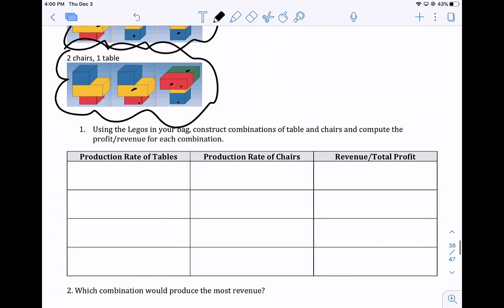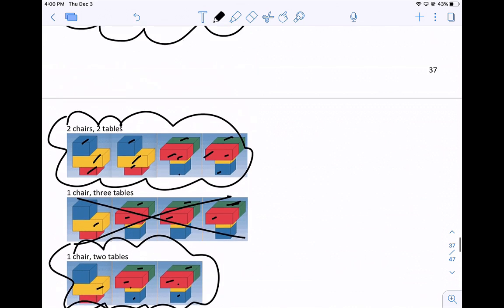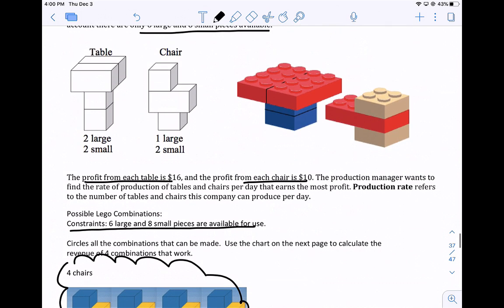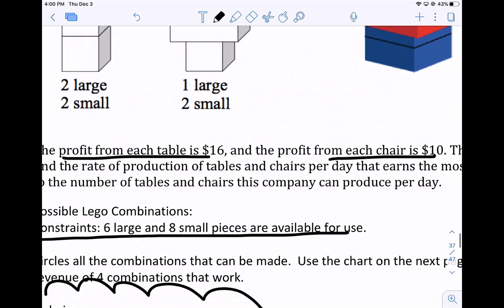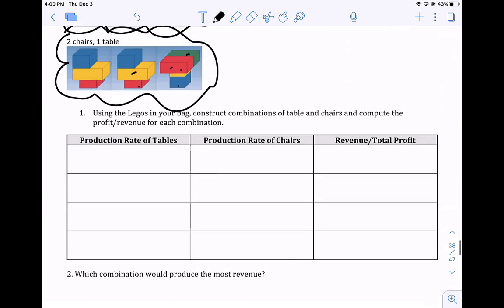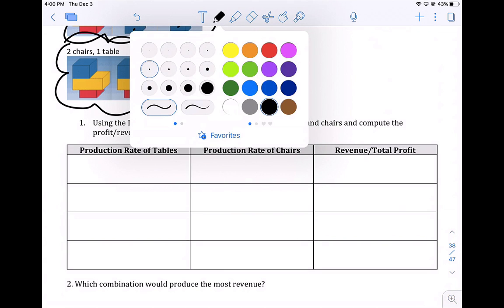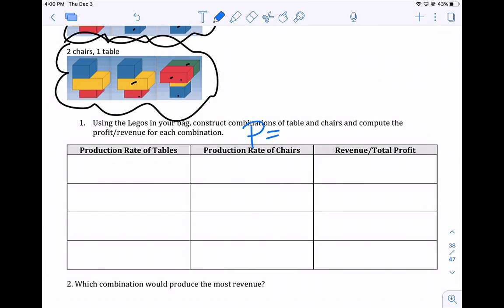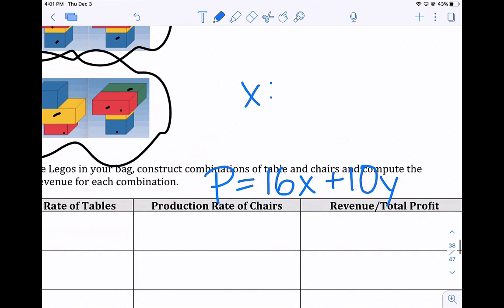Let's calculate the profit for each. So now I have to go back up to the profit equation, and the profit is this: $16 a table, $10 a chair. So I'm going to write that down somewhere here. So the profit is $16 per table and $10 per chair. Let's define our variables. X is the number of tables.